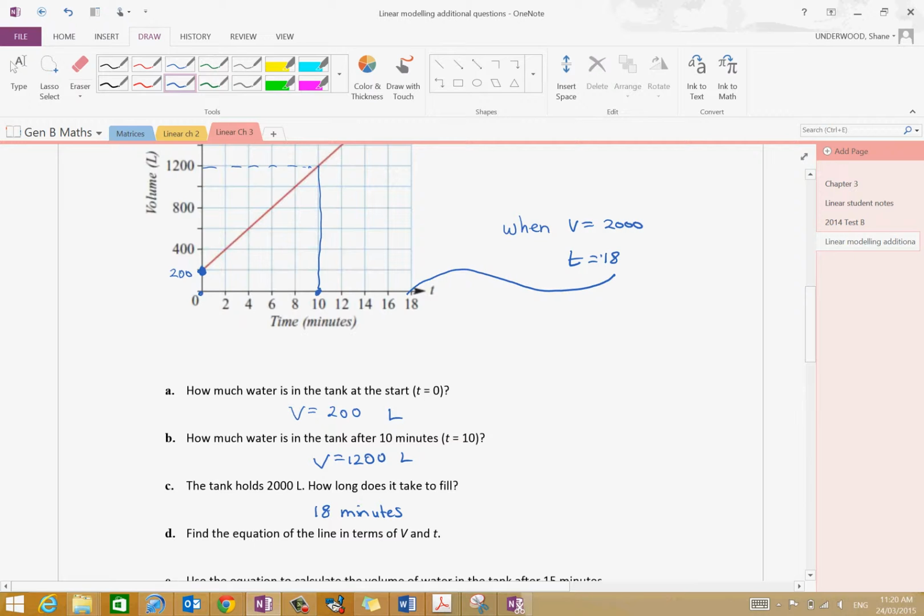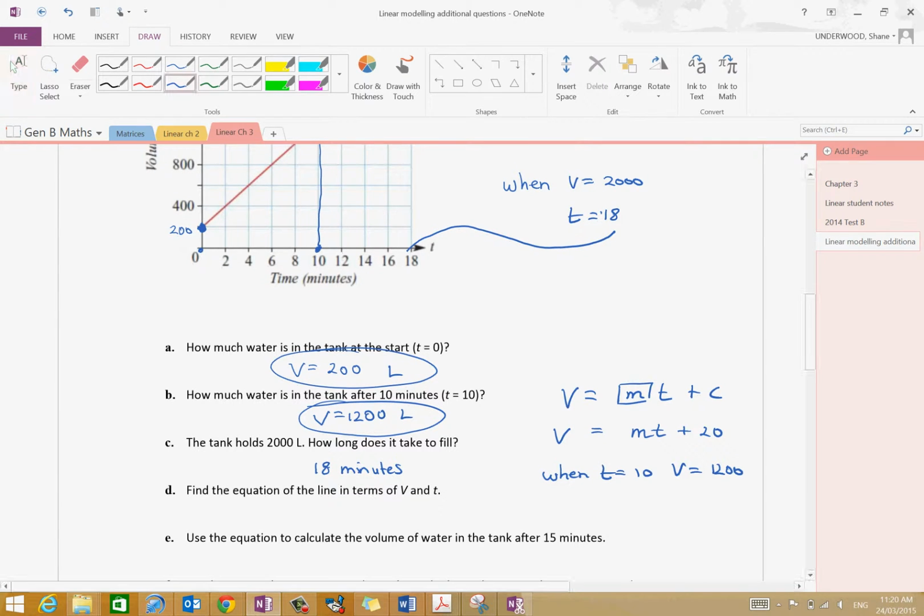So find the equation of the line. Well, first of all, we know that V is equal to the gradient, we'll call M, times T plus C. Now we know that C is equal to 200 from over here. So our equation is V is equal to MT plus 200. Now from the previous question, we know a point, and we can substitute that point into the equation. When t is equal to 10 minutes, V is equal to 1200. We've just extrapolated that straight from the graph.